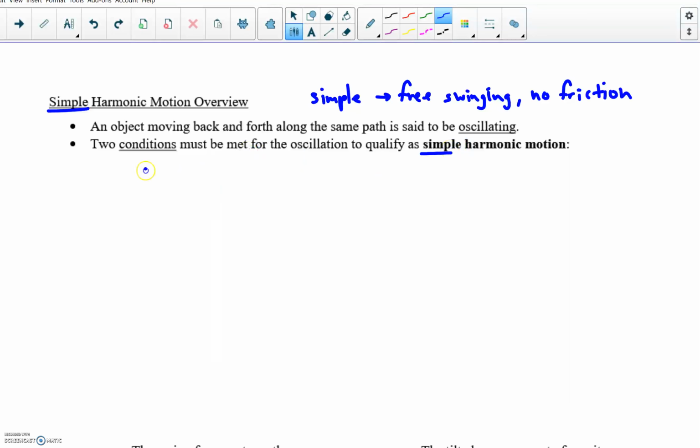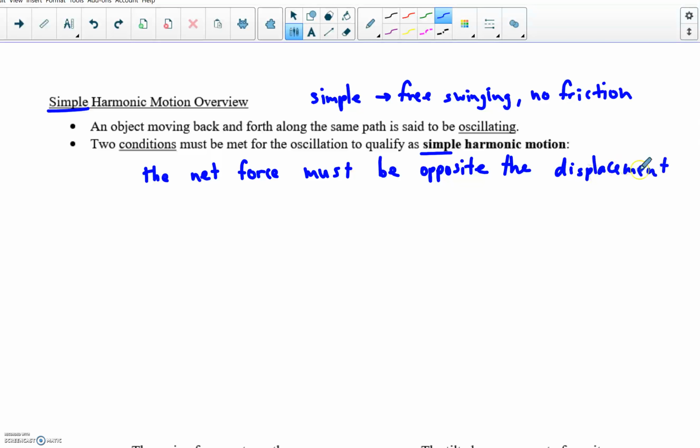First, the net force, that restoring force, must be opposite the displacement from equilibrium. That's the first condition.